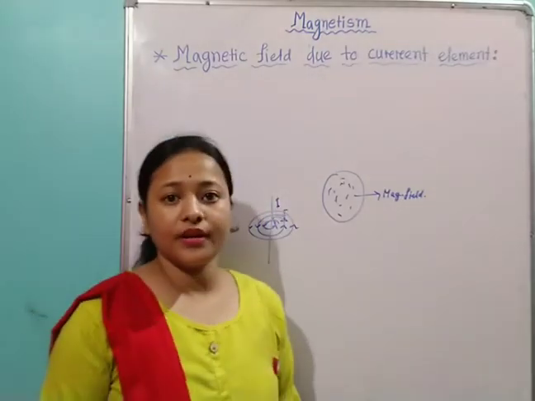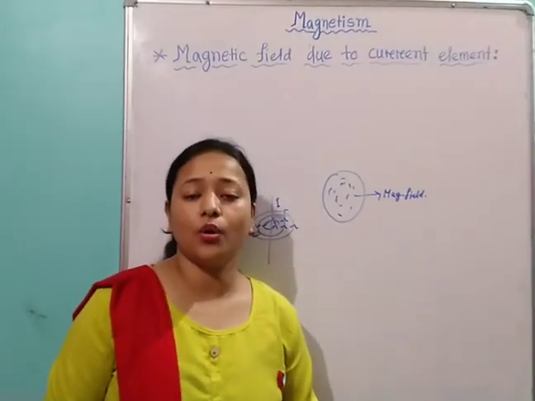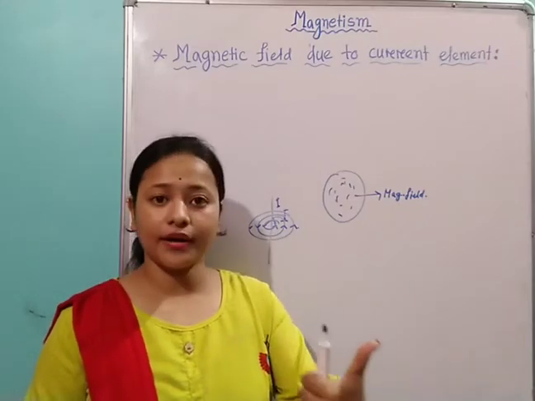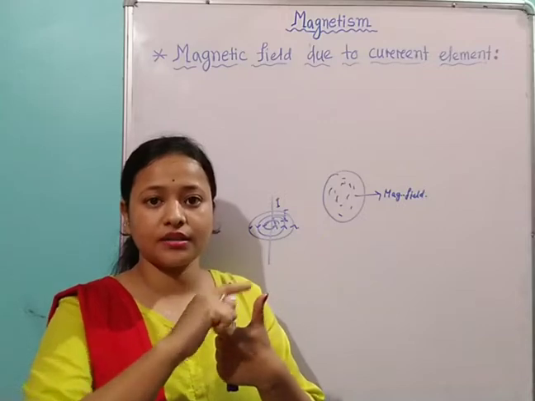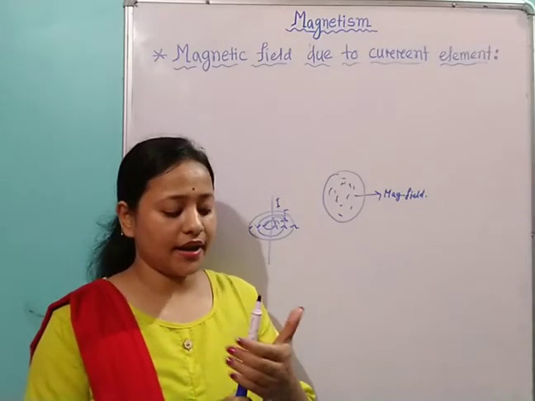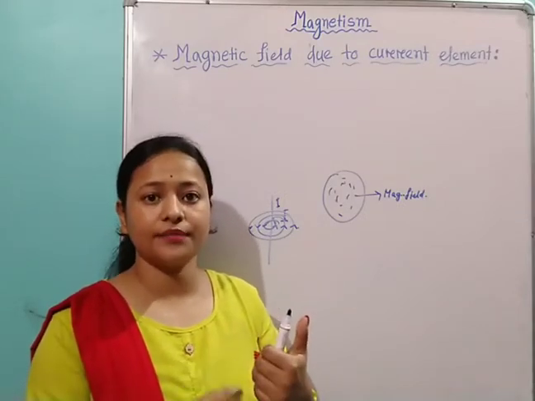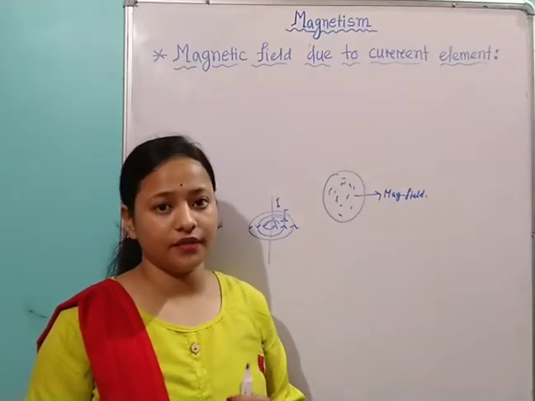And according to Fleming's right-hand rule, if we hold a conductor in the grip of our right hand in such a way that the extended thumb points in the direction of current, then the direction of curl of our fingers gives the direction of magnetic field.